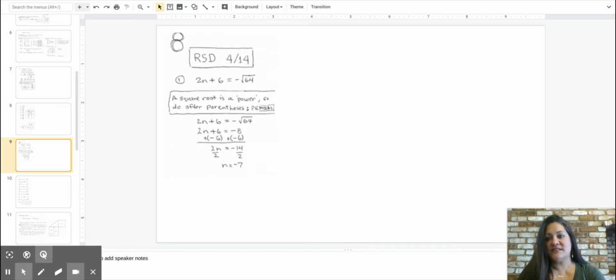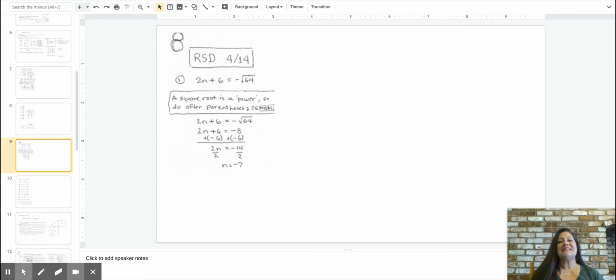Okay, so we are moving on to the second assignment for week 1, and this is actually going to be solving equations that have square roots in it. So you can either do this on a fresh piece of binder paper, or you can use the back of the binder paper that you just used for the last assignment, okay? So yes, you still have to do number 1 on your paper.